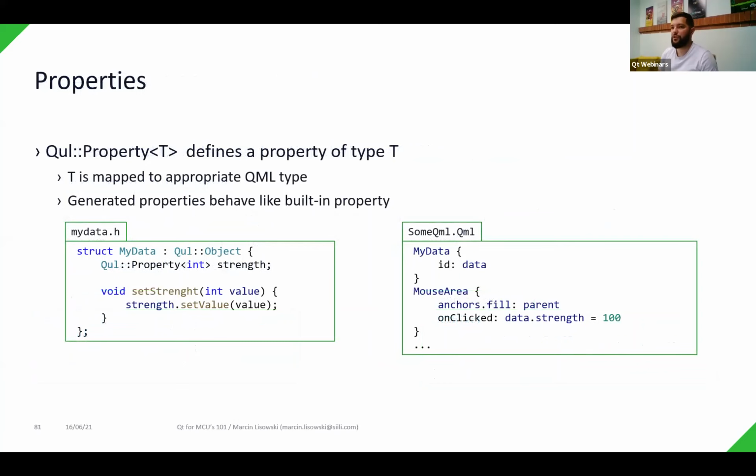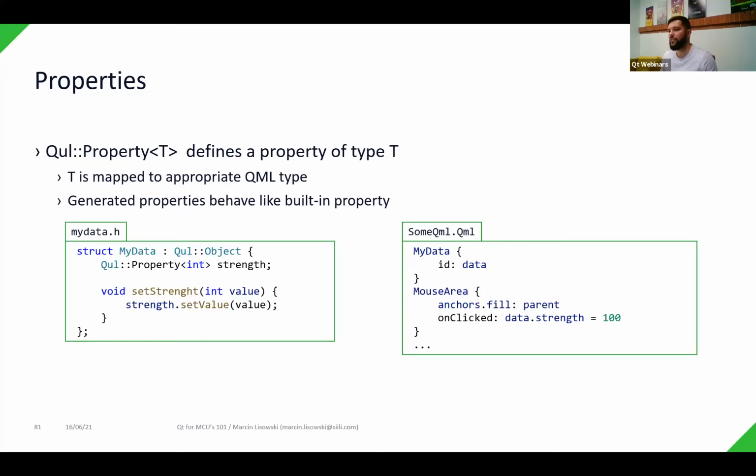And how to use such things? Let's focus, for example, on the properties. If you have a struct MyData exposed as in the following example, with a property strength, on the QML side you can instantiate that MyData struct with some ID, and then through that ID, which in our case is data, you can simply access that strength and overwrite its value or read it. It works exactly the same as every other property defined purely in QML. There is no difference between those two.